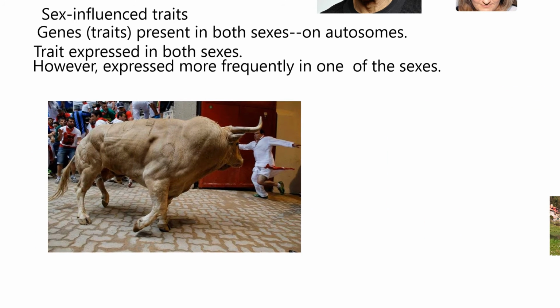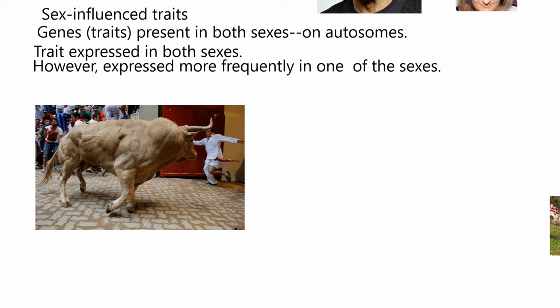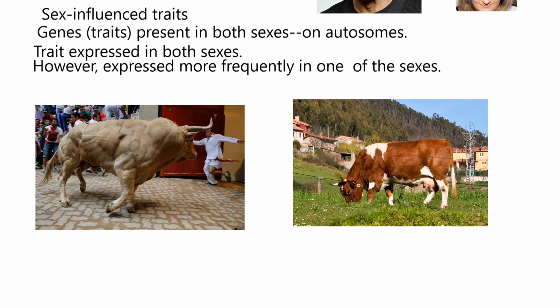Horns is another great example of sex-influenced traits. In bulls, the trait tends to be dominant. And if you remember right, if you have a dominant trait and there's only two alleles, all you need is one copy of the horn allele to be expressed, right? You'd have one copy or both, you'll get horns. So in bulls, the male, horns tend to be a dominant trait. But in females, the trait is recessive.